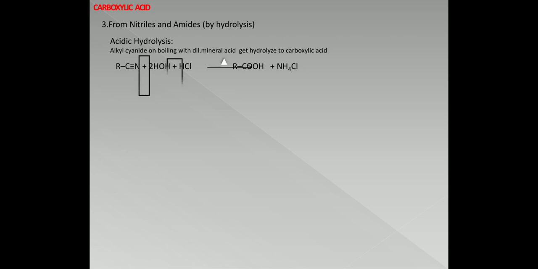Acidic hydrolysis. See how this reaction takes place. This nitrogen goes with the 2 hydrogens and 1 chlorine, meaning NH4Cl will form and COOH will attach here. See the other example, RC≡N with H2O and H2SO4 forms the corresponding carboxylic acid: 2 RCOOH plus (NH4)2SO4.